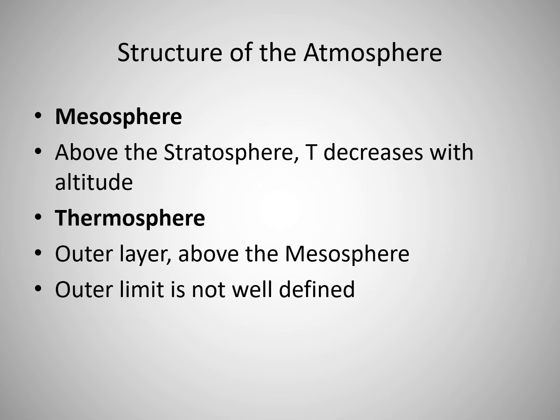So you don't need to know the mesosphere and thermosphere for your exam, but we will briefly discuss these. So the mesosphere is above the stratosphere, and the thermosphere is the last layer, the outer layer. It's above the mesosphere. And the outer limit is not well defined. What does that mean? It means that we don't really have a clear cutoff point where we go from Earth's atmosphere to outer space.